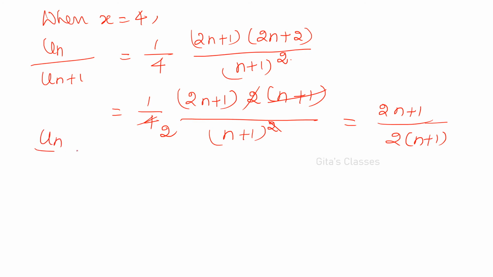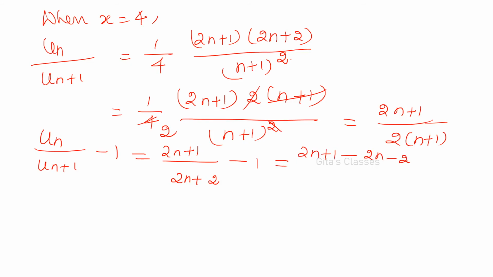But for RAPS test, what do you need? Un by un plus 1 minus 1. Now you have to subtract 1 from this. So 2n plus 1 divided by 2n plus 2 minus 1. Right? So you take LCM, 2n plus 1 minus 2n minus 2 divided by 2n plus 2. So 2n and 2n will get cancelled. You will be getting minus 1 by 2n plus 2, right? This is our un by un plus 1 minus 1.